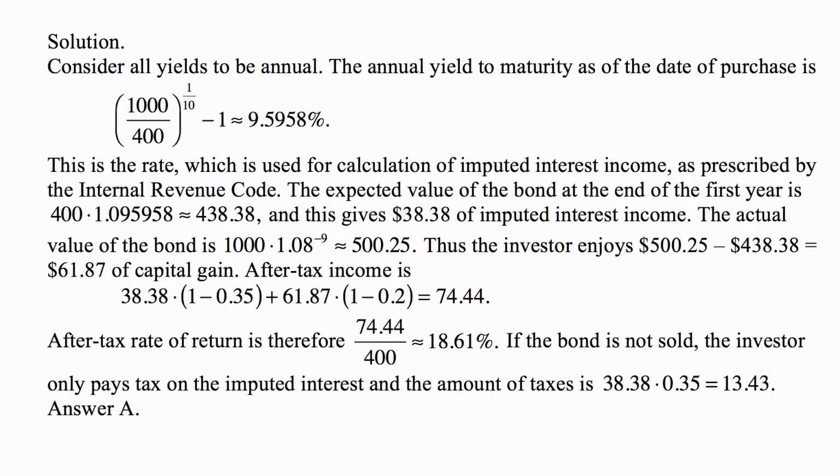After-tax income is 38.38 times 1 minus the tax rate on interest, plus 61.87 times 1 minus 0.2, or 74.44 in total. After-tax rate of return is therefore 74.44 over 400, or 18.61%. Now, if the bond is not sold, the investor only pays tax on the imputed interest, and the amount of taxes is 35% of 38.38, which is 13.43. So the answer choice is A.